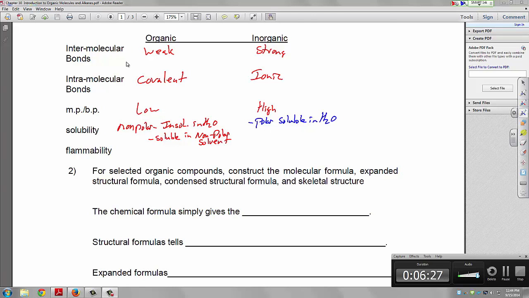We know of many ionic compounds that are not soluble in water, or at least very minimally soluble. Something like limestone, which is calcium carbonate, is not soluble in water. Organic compounds will burn. They're flammable. Inorganic compounds, no. They're non-flammable.